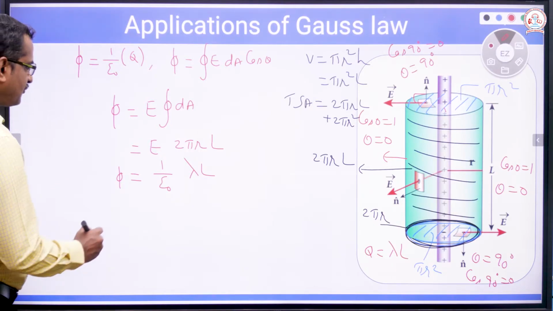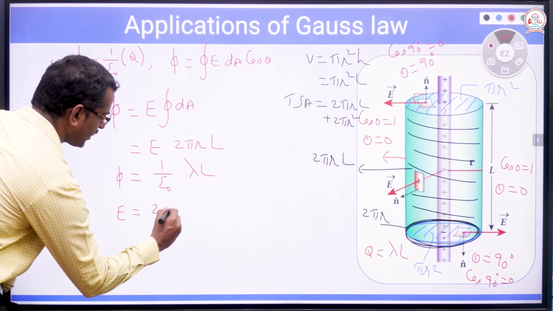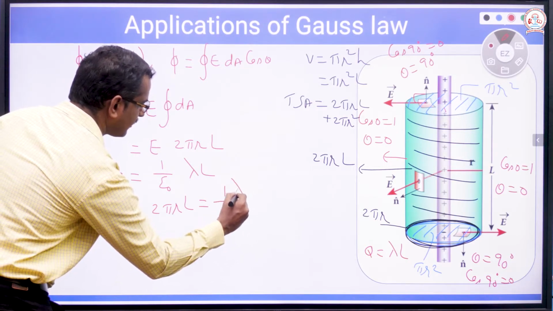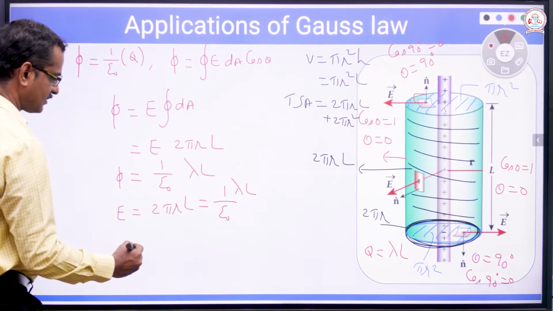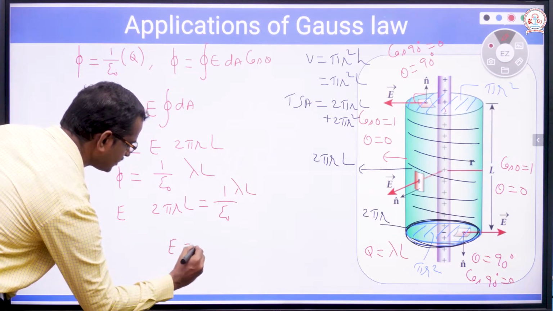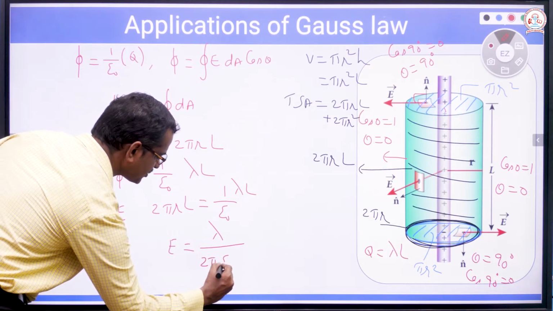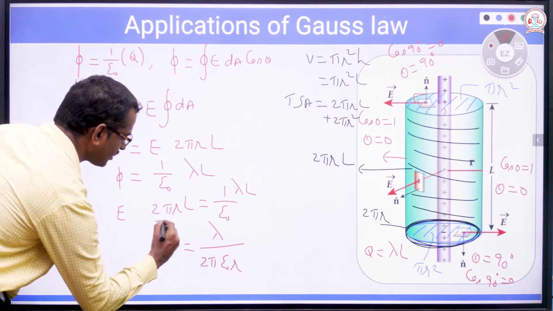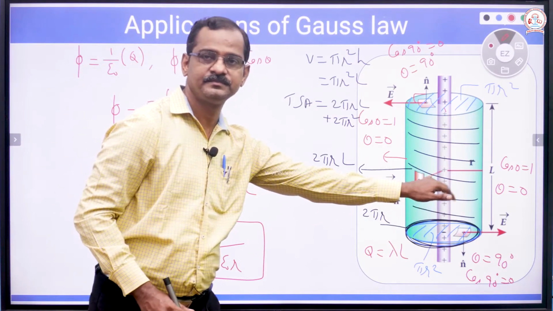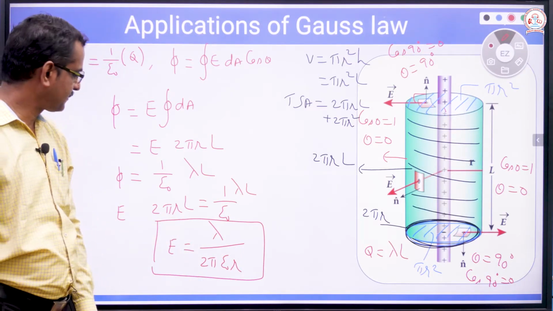If we equate these two, we will get that electric field E into 2 pi rL is equal to 1 by epsilon naught times lambda into L. L gets cancelled. Then we get electric field E is equal to lambda divided by 2 pi epsilon naught r. Electric field at this point will be equal to lambda divided by 2 pi epsilon naught r.